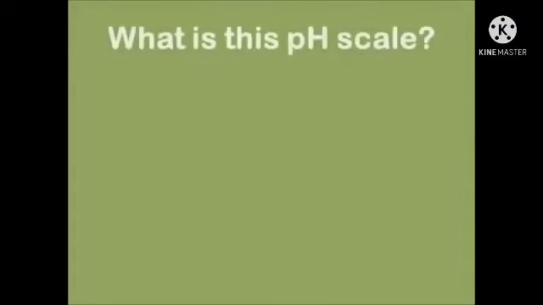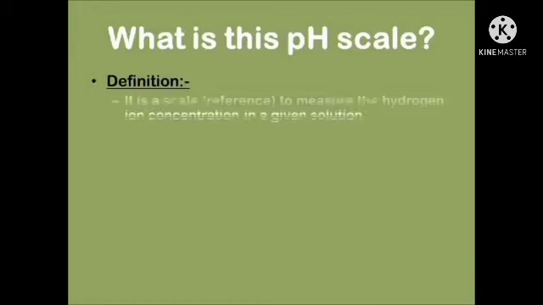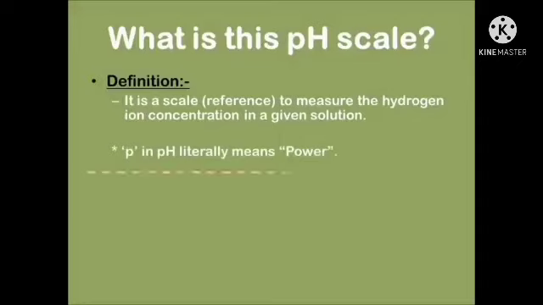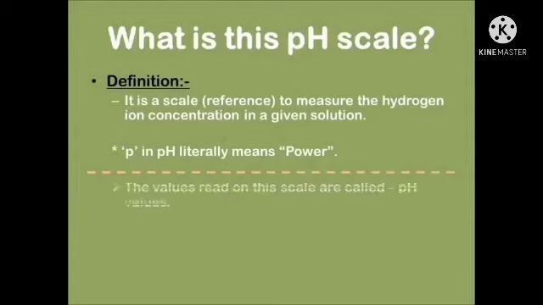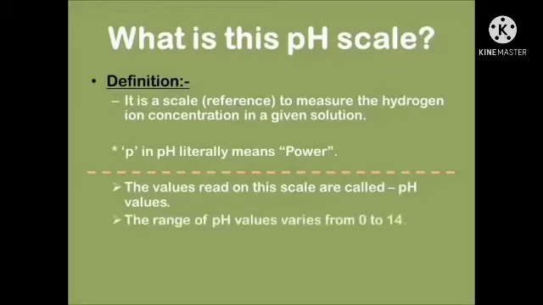What does the pH scale mean? Definition: it is a scale to measure the hydrogen ion concentration in a given solution. P in pH literally means power, that means potential. pH means power of hydrogen or potential of hydrogen. The values read on the scale are called pH values.